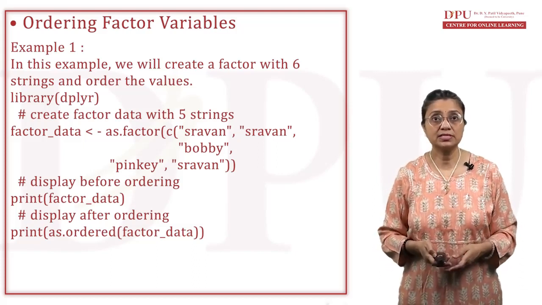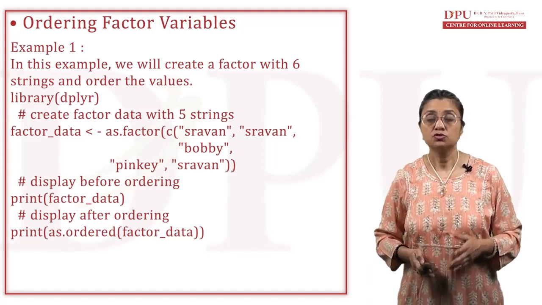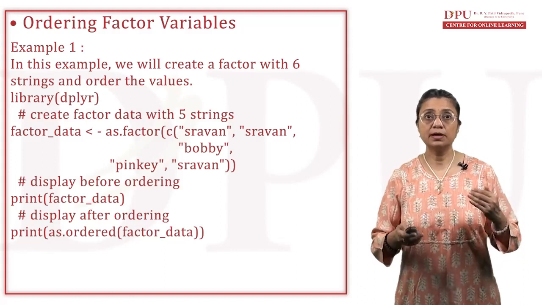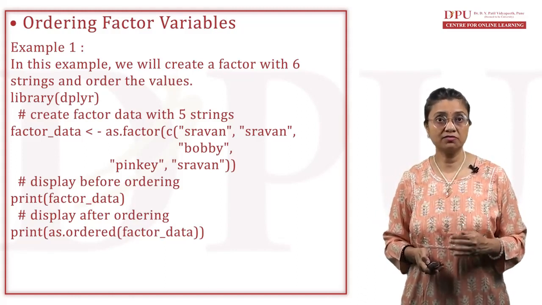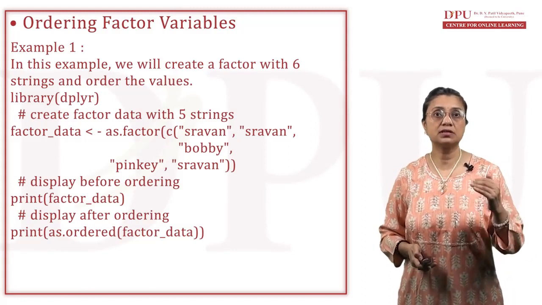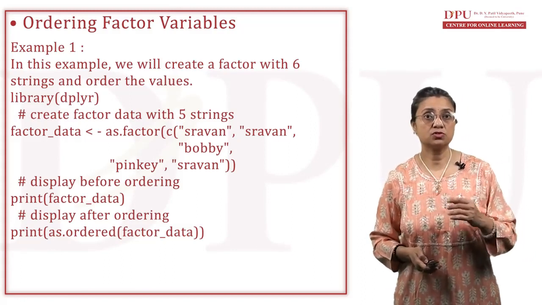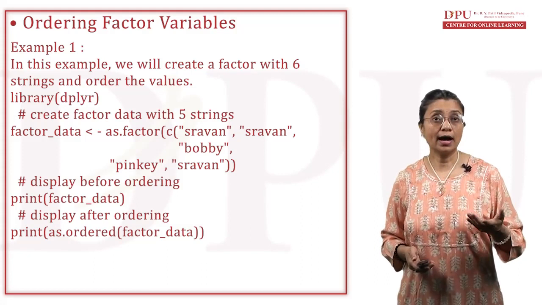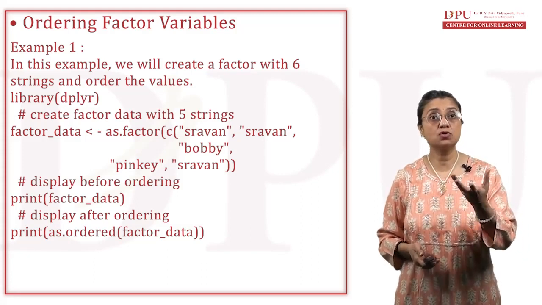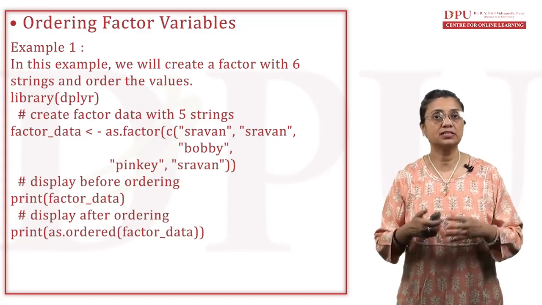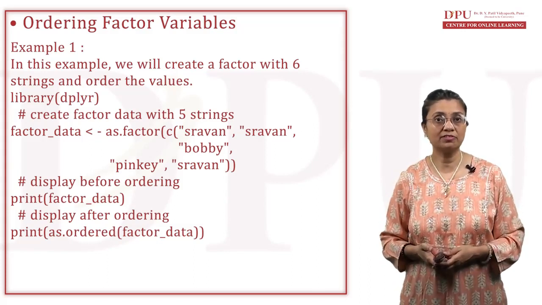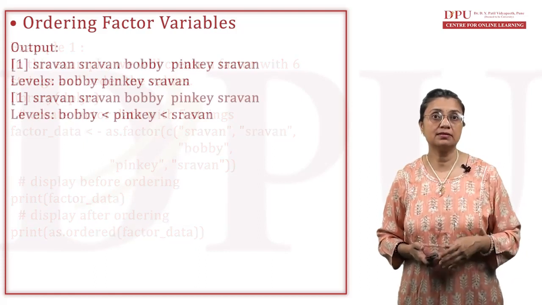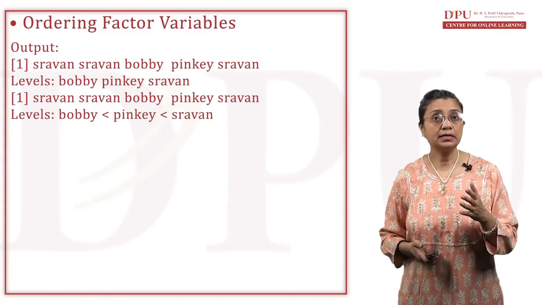Now our strings are Shravan, Bobby, Pinky, and Shravan. So you can see that it is a factor data, and we have stored that in factor data. Now display before ordering. So when we display before ordering, we print factor data, and the output is Shravan, Bobby, Pinky, and Shravan. Now I am displaying after ordering. So I have called the function ordered, and within brackets I pass factor data. So you can see over here my factor data has come, and now I see the output and I see the levels. So it is Bobby is less than Pinky is less than Shravan.